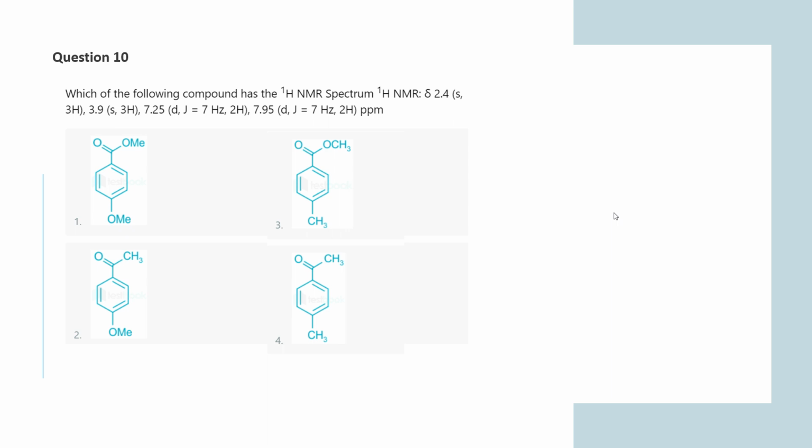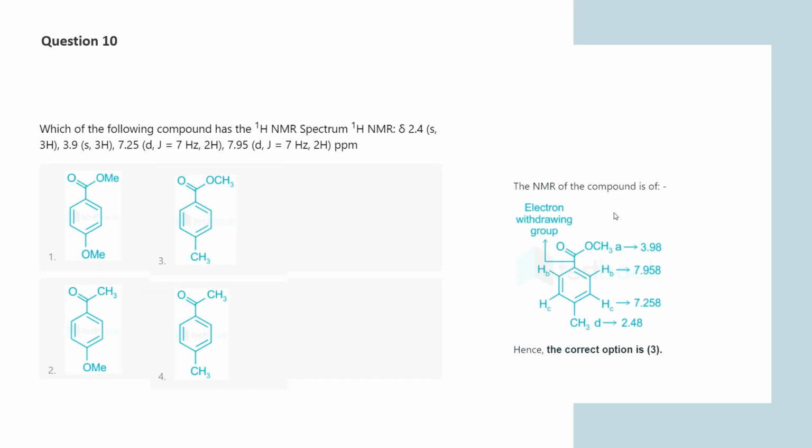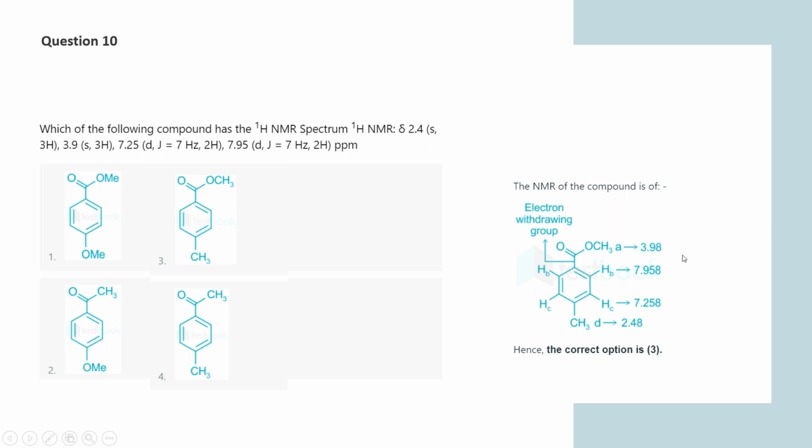And in question 10, we took help of 1H NMR to figure out the structure of one organic compound, and by matching the values, we observed that the correct option was option number 3. Here we also talked about aromatic protons being upfield and downfield when they are present ortho to electron donating and electron withdrawing groups.